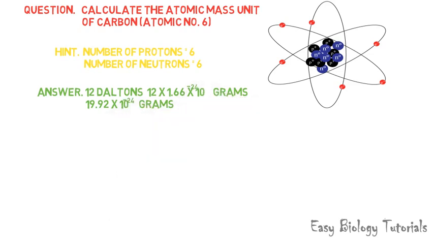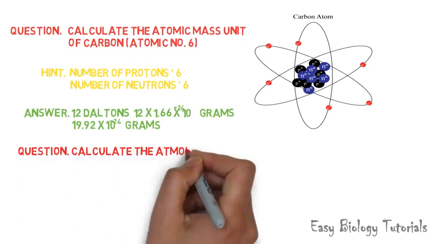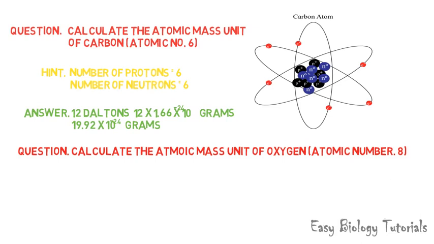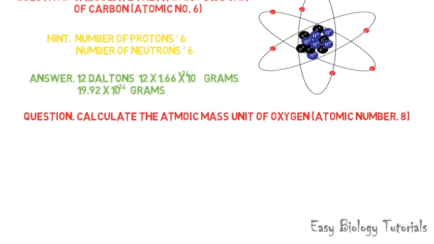The other question. Calculate the atomic mass unit of oxygen. The atomic number of oxygen is 6. You can comment your answer in comment box.